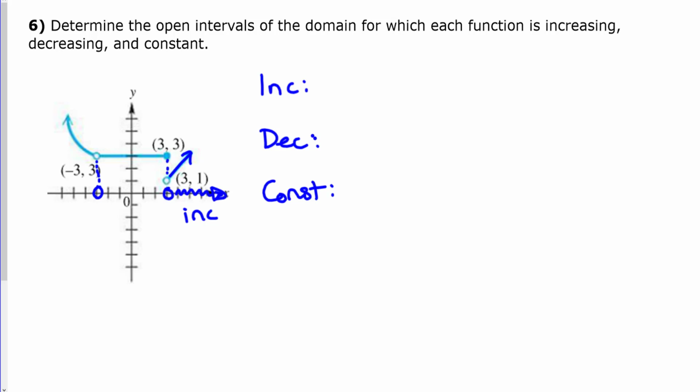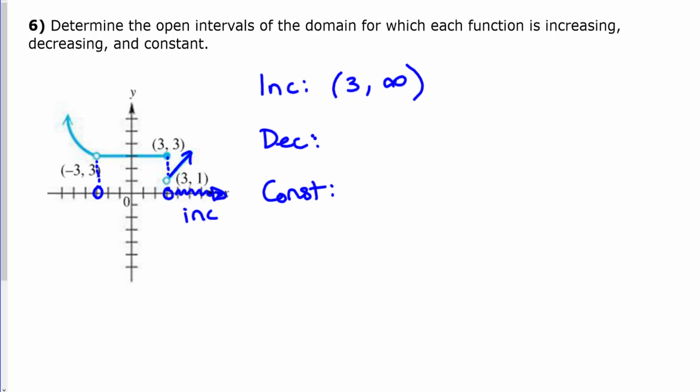The reason I know that is it starts at y equals 1, and then when x goes to the next point, we're at y equals 2. Then when x goes to the next point, we're at y equals 3. So the y values are increasing on that particular interval. So I am increasing on the interval from 3 to positive infinity.